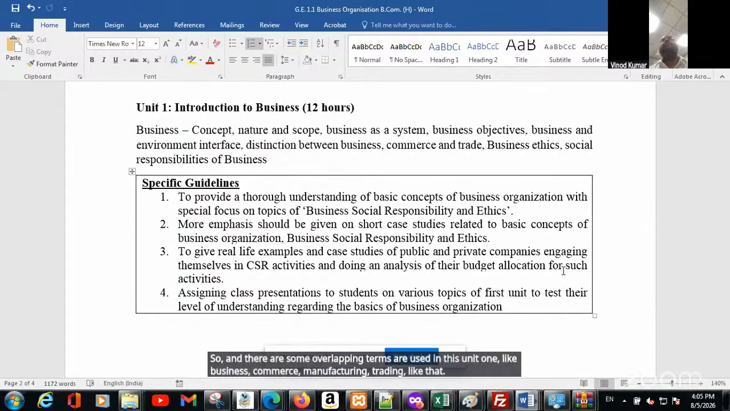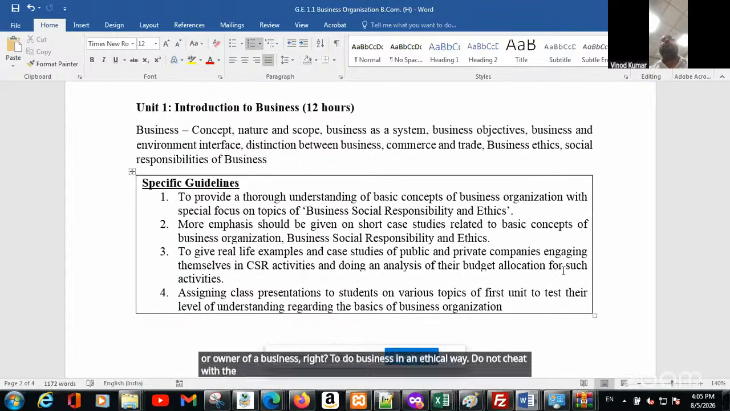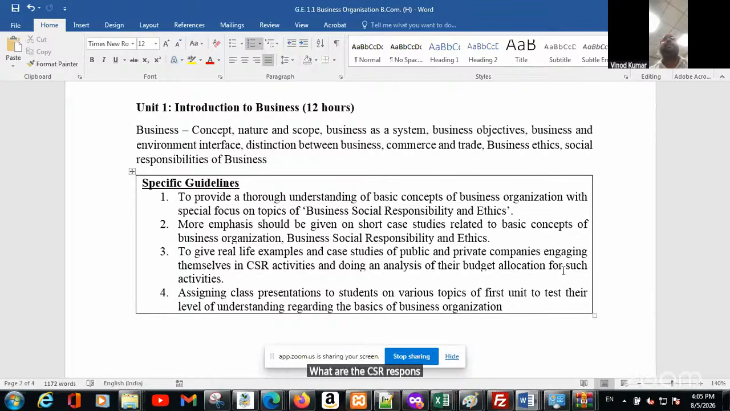And finally, what is business ethics? Ethics on the part of the owner of a business, to do business in an ethical way. Do not cheat the stakeholders. Do not cheat the customers. There are some basic rules and regulations for doing business. What are the CSR responsibilities? We generally study CSR, corporate social responsibility.